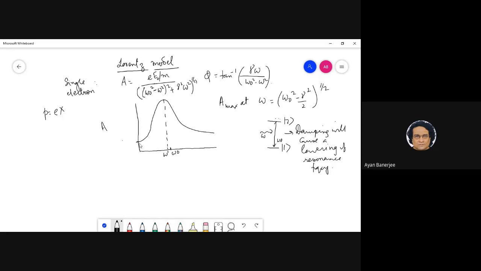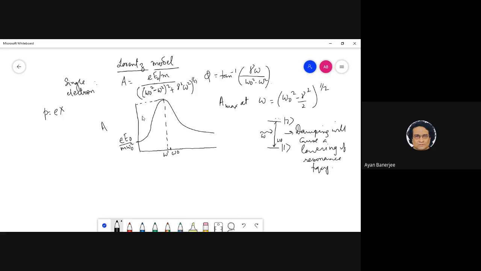What is this value? This is very simple, right? You just put this. Tell me. E into capital E by M omega naught, omega naught square, right? Square. And this value, the maximum value, how much is this?